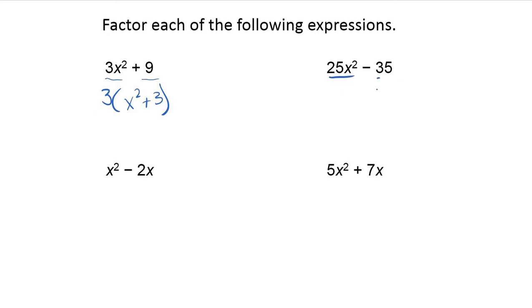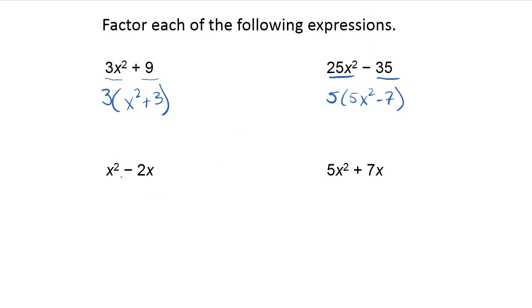How about in this? What can I take out? Again, no variable over here to worry about. 25 and 35, what factor would they have in common? What's the biggest number I could divide out of both? Well, I could take a 5 out of both of those. So if I pulled a 5 out, that would leave 5x squared minus 7. Notice again, if I multiplied the 5 through, I would be right back where I started.